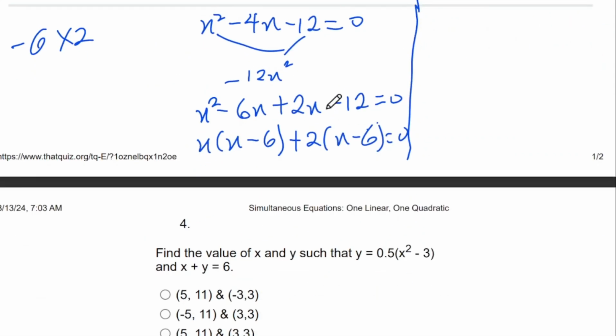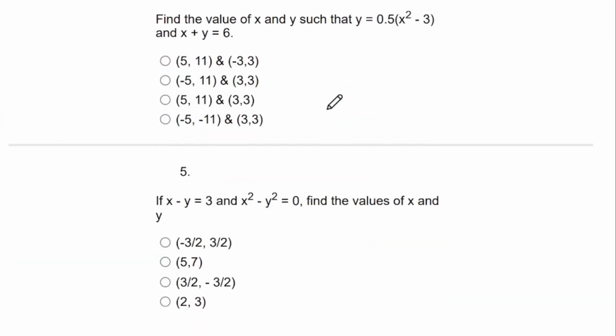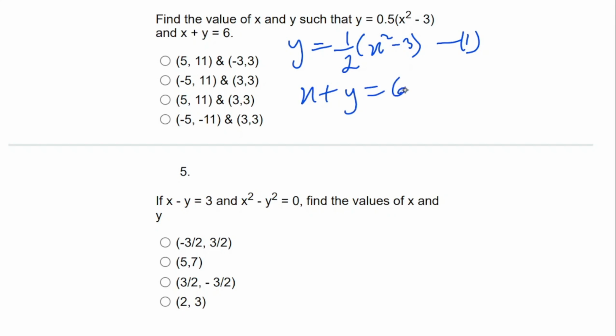So we go to the next question, question 4. Find the value of x and y such that y equals this and x plus this. So we want to find the value of x and y. This is also one quadratic, one linear. The second one is linear, the first one is quadratic. So in that case, we're going to have y equal to 0.5, which could be 1 over 2, times x squared minus 3. This is equation 1. And then the second one, x plus y equals 6, equation 2.